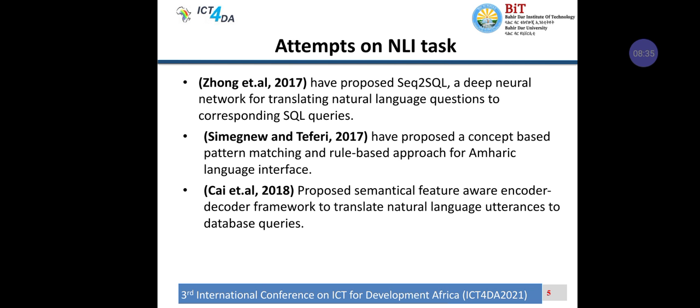Another work was also proposed which utilizes a semantic feature-aware encoder-decoder framework to translate natural language questions to database queries.